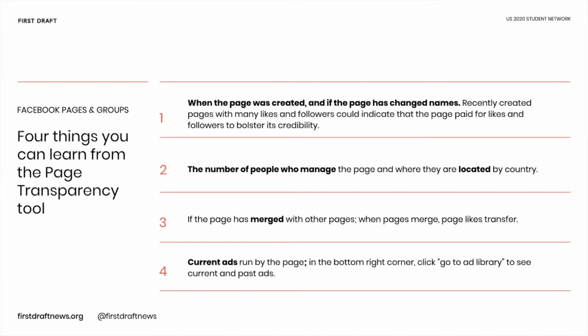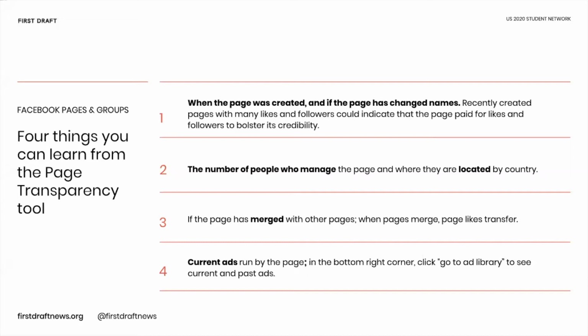So recently created pages with many likes and followers could indicate that the page paid for likes and followers to bolster its credibility. It also shows the number of people who manage the page and where they are located by country. And this is a really interesting one, because if you have accounts that are spamming hyper-partisan misinformation or just hyper-partisan content, but the admins are located outside of the US, this is a red flag of sorts, that there might be some very suspicious or inauthentic activity going on. It's not proof of that, but it's a good lead to further investigate.